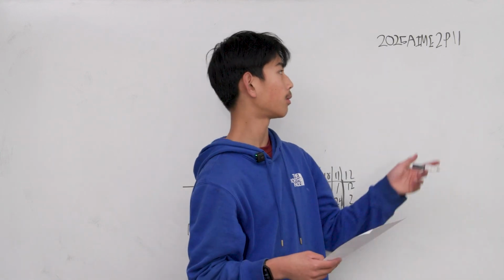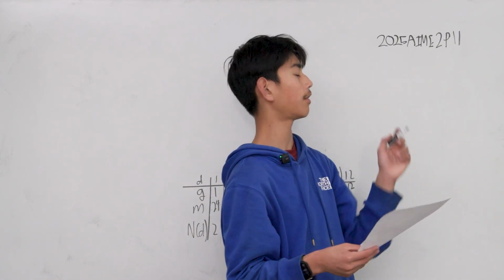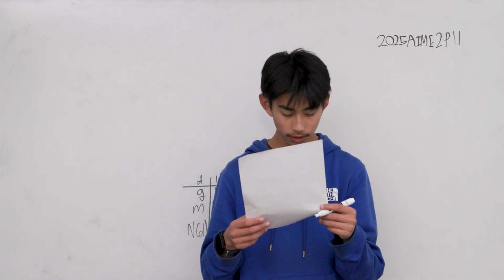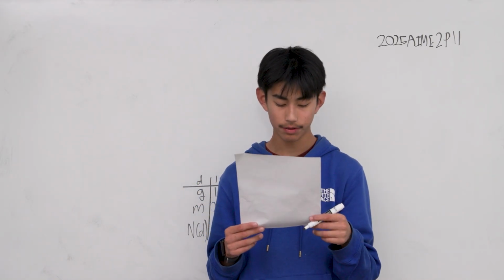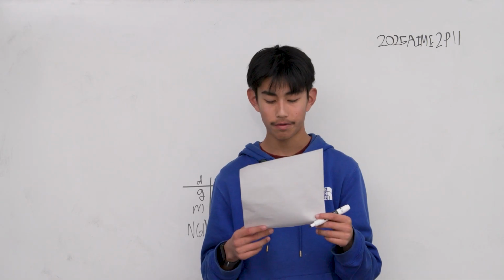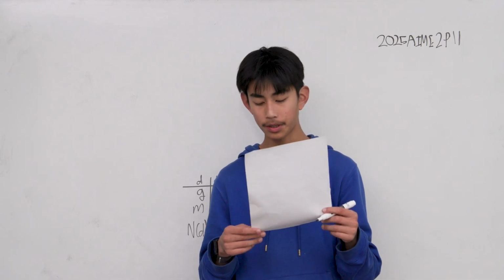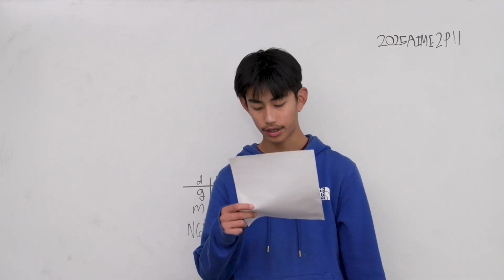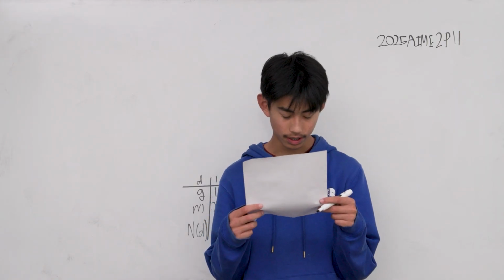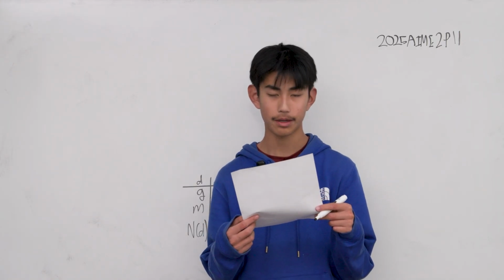We're solving problem 11 from the 2025 AIME 2. Let S be the set of vertices of a regular 24-gon. Find the number of ways to draw 12 segments of equal lengths so that each vertex in S is an endpoint of exactly one of the 12 segments.